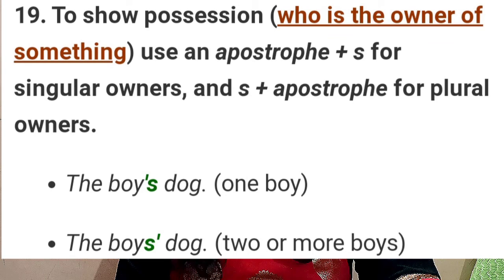Next, the boys' dog. That means here there are two boys. So whenever there is more than one, we will use the apostrophe after S. So this dog belongs to those two boys. Maybe the dog is one, but the boys here are plural in number. So we will use the boys' dog. So this is the basic difference, and S is always used to show possession. Let's move on to the next one.